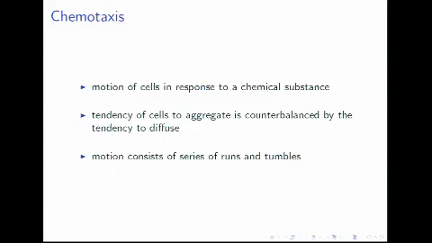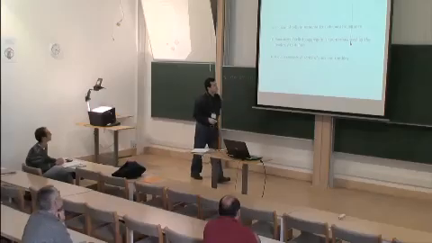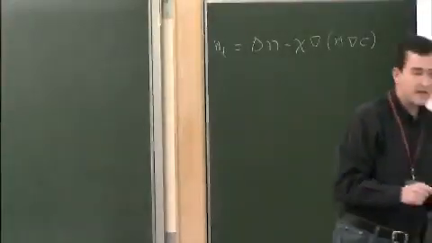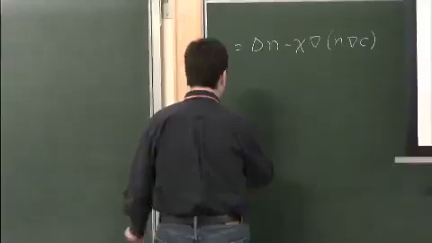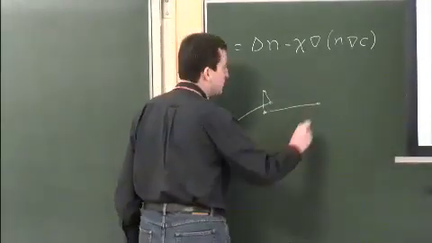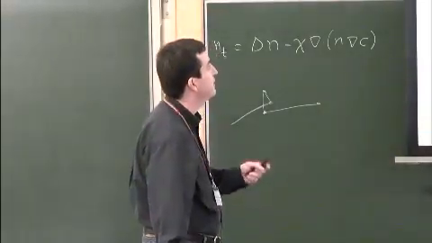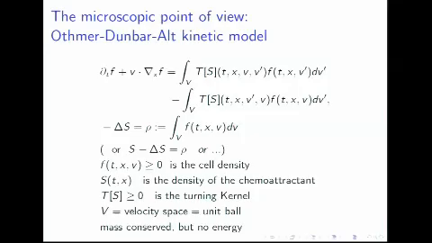So I have diffusion and aggregation. And if you look at individual cells, you see runs and tumbles. Like they move in a straight line, and they stop and change direction, move in a straight line, stop and change direction, and so on. So this is the kinetic model I want to talk about. It's called the Othmer model. It was introduced by Othmer, Dunbar, and Alt many years ago.